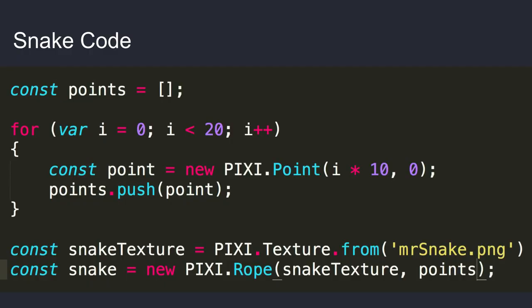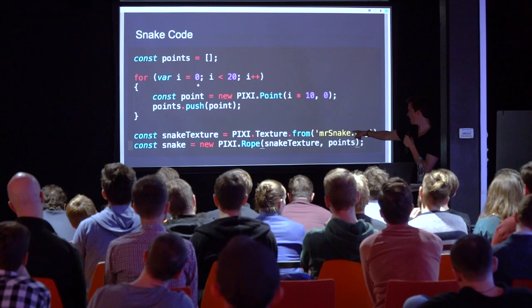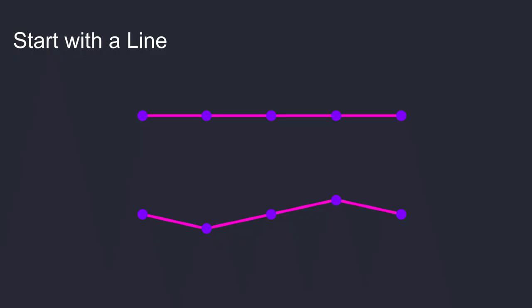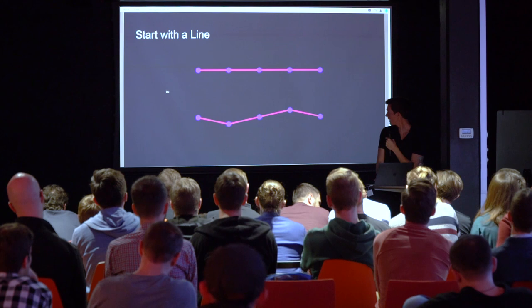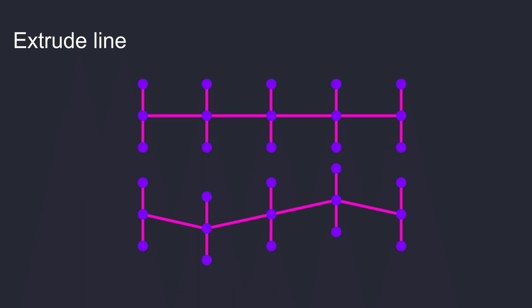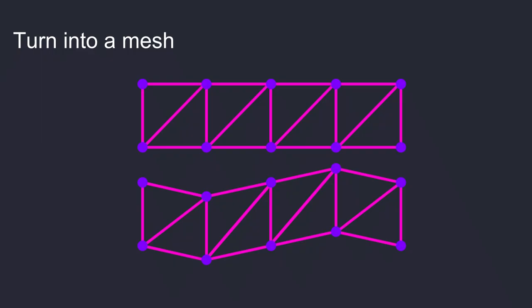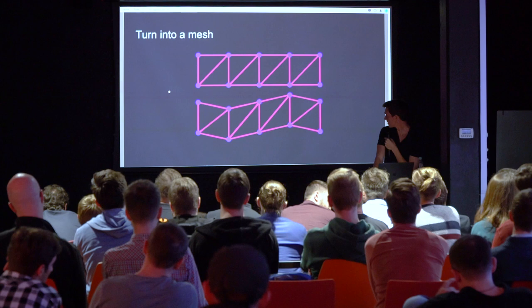So this is how to make a snake in Pixi. You loop through, making a row of points. You get the texture, Mr. Snake, and then you create a new rope. You give it a texture and you give it the points. In memory, you basically have these 4 points. What Pixi does is it takes those 4 points and extrudes them out depending on their position. It will pull them out for you based on the height of the texture. Then it turns them into little triangles so WebGL can understand what they are. This all happens underneath. Like I say, you just give it the points and the texture. Then the next thing it does is apply the texture to those points.